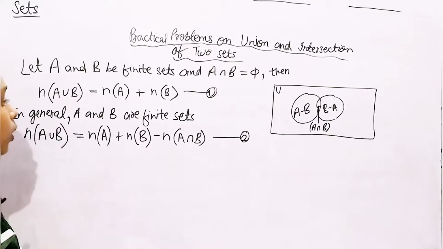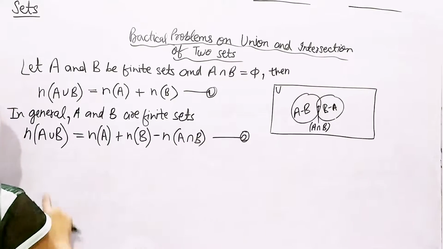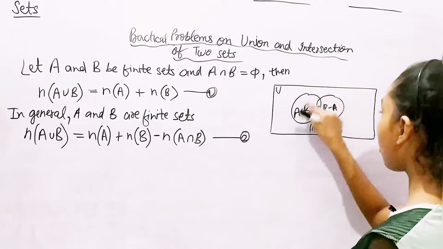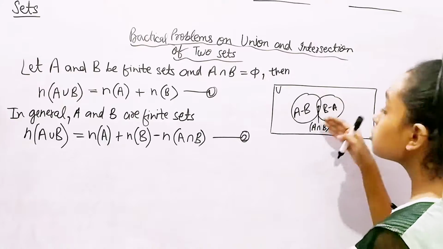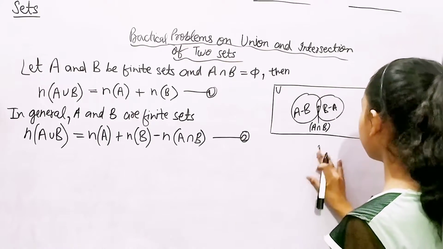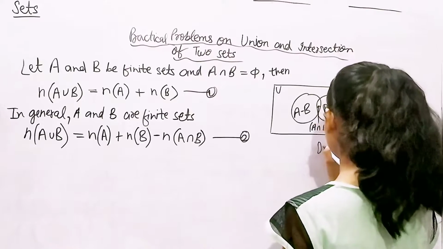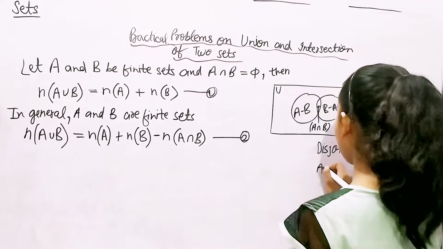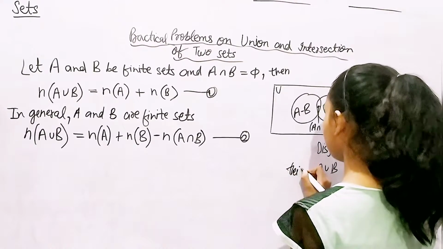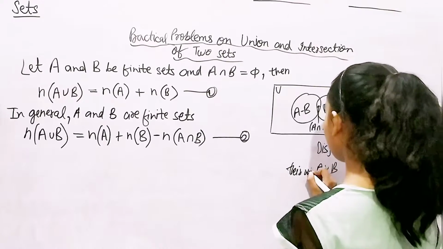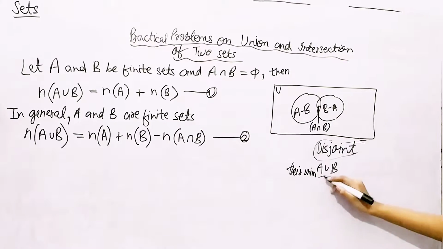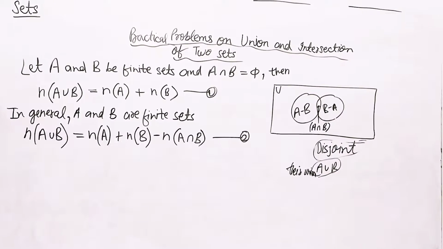So in the third one, we can see that A minus B, B minus A, and A intersection B, these all three are actually disjoint sets, and their union is going to be A union B. Is it clear? Just have a look. So these all three are disjoint, and their union is going to be A union B. Got it? Okay, so let's continue.